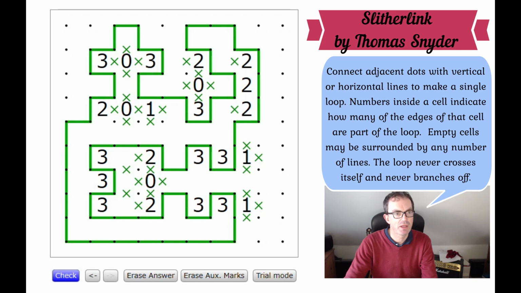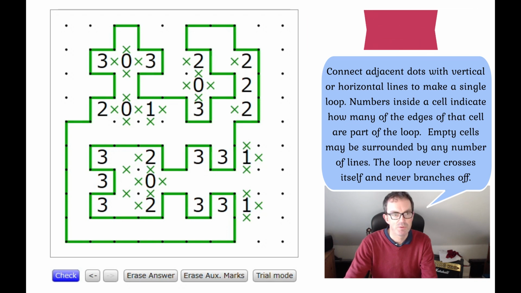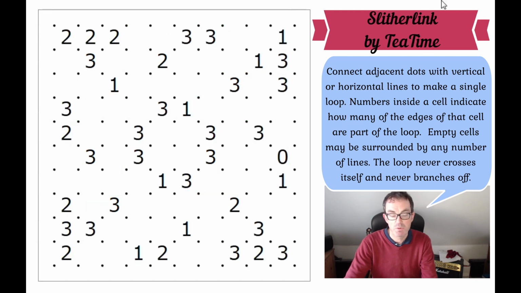Now let's have a look at the second puzzle I wanted to look at. This is what prompted me to do the video, actually. Remember who sent this in? Let me just double check. Jane sent this in, and it's by somebody called Tea Time. I've never heard of Tea Time as a constructor, so it's a 10 by 10 grid this time. Let's have a look at this and see what we can see.